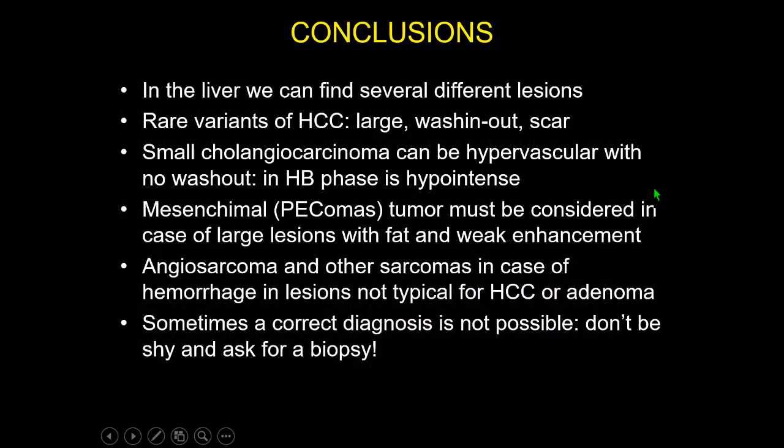So in conclusion, in the liver we can find several different lesions. We can have rare events of ACC. Remember that cholangiocarcinoma can be hypervascular with no washout, so hepatobiliary phase is important. Mesenchymal tumors, the so-called PEComas, must be considered in case of large lesions with fat and weak enhancement. Angiosarcoma and other sarcomas typically show hemorrhage, and sometimes a correct diagnosis is not possible. Don't be shy and ask for a biopsy.